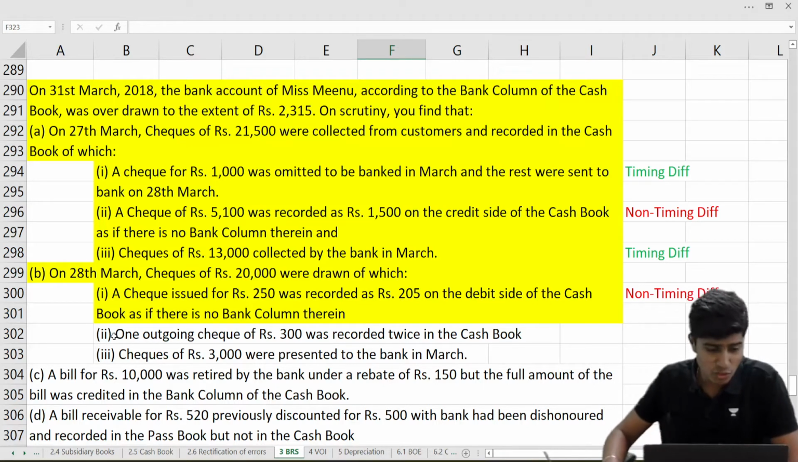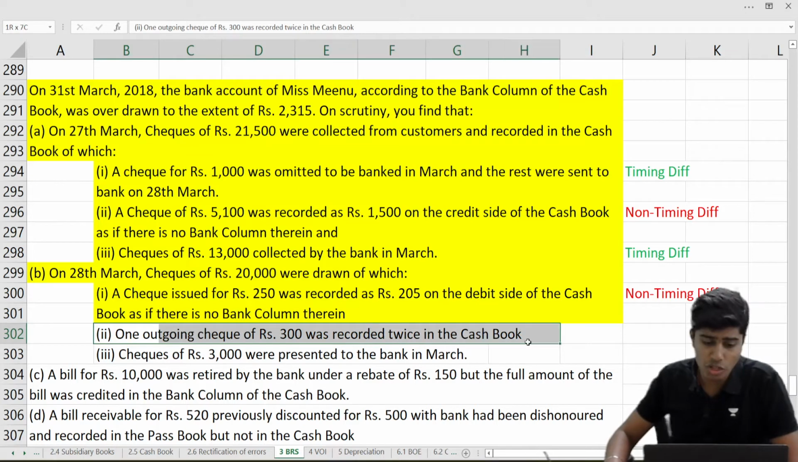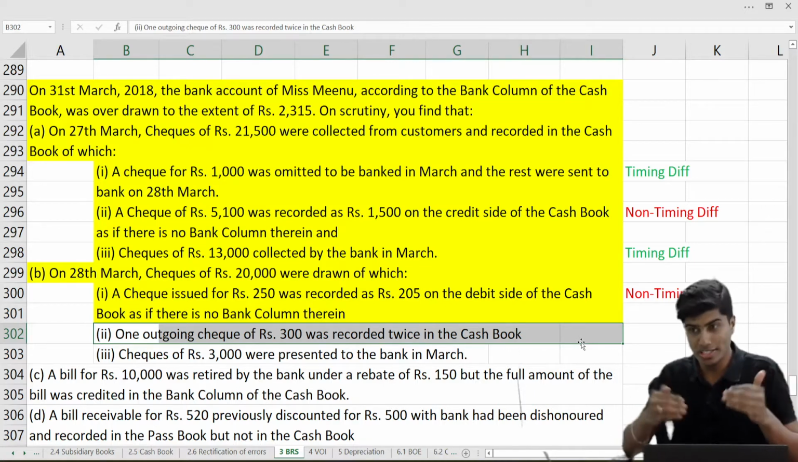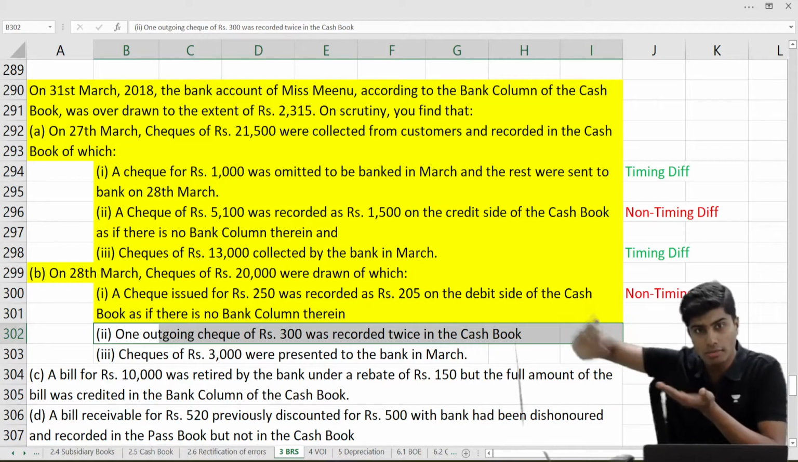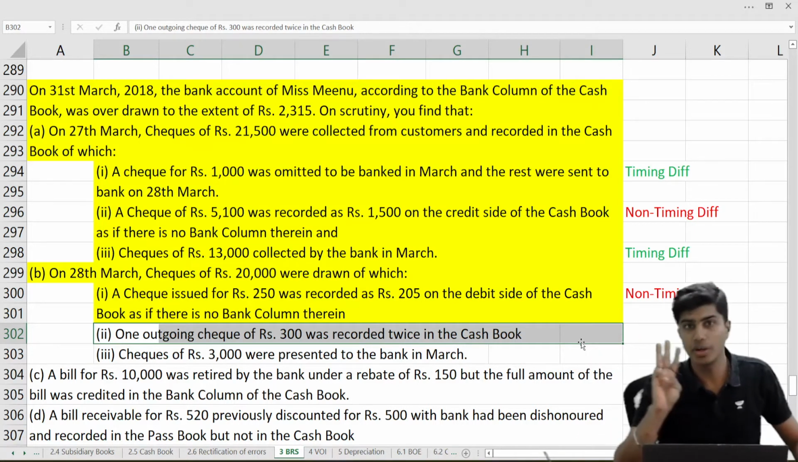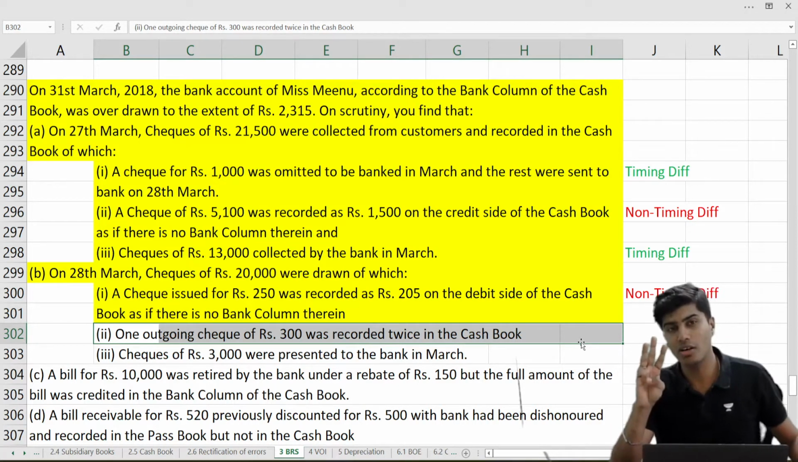Great. Let's go for the next one. One outgoing check of rupees 300 was issued and was recorded twice in the cash book. One outgoing check means you have given a check because of which money will go out. How much is it? 300 rupees. This is being recorded twice.